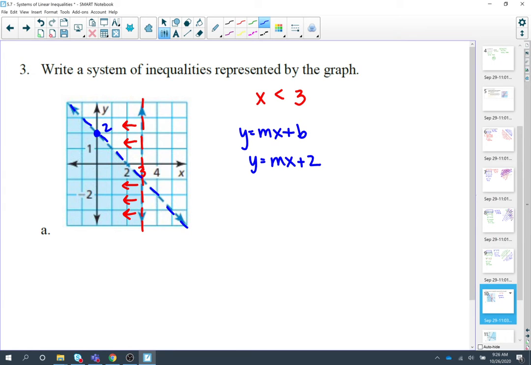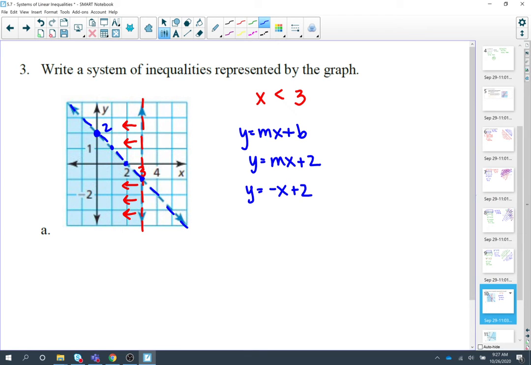Then I'm going to say, okay, well, my slope from 2, I went down 1 over 1, down 1 over 1, down 1 over 1. And that has a negative slope. So my slope is negative 1. So y equals negative x plus 2, which is pretty good.